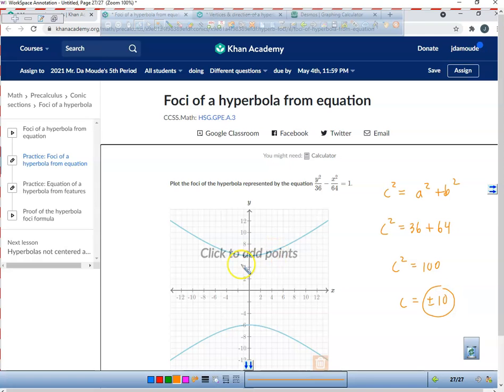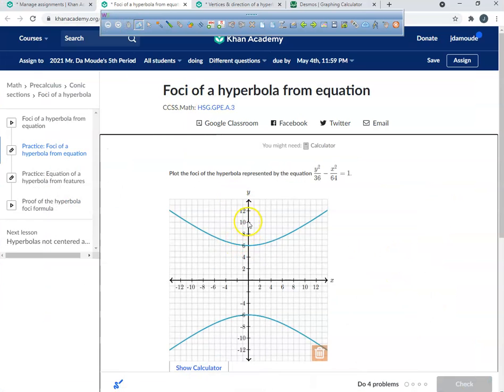So what does that mean? Plus or minus 10. Well, if I'm at 0, 0, that's the center, what do I have to do? I have to go up 10 and go down 10. So I go up 10 and I go down 10 and I can plot my foci. Well, that's not very complicated.